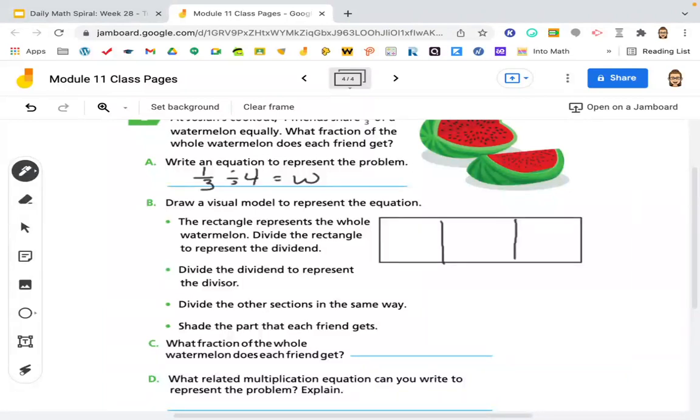Then it says, divide the dividend to represent the divisor. So we're going to divide by 4. So I'm going to split it the other way just to make it a little easier to see. So that means we're looking at one piece. So shade the part that each friend gets, which I already did. So what fraction of the whole watermelon does each friend get? Well, there are 4 times 3, so that's 12 pieces, but they're just getting one of them. So 1/12 of the watermelon.